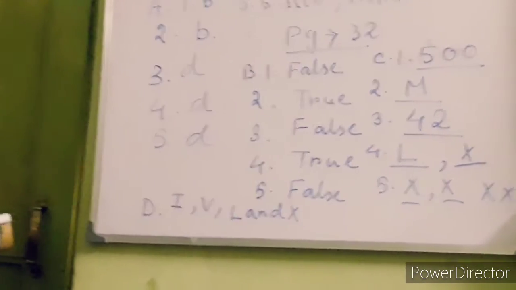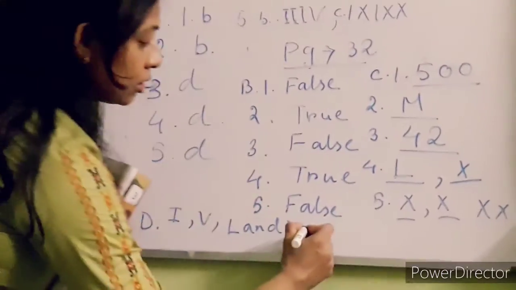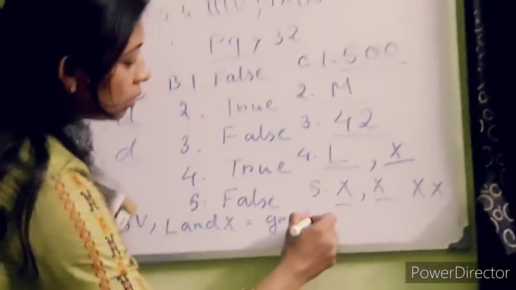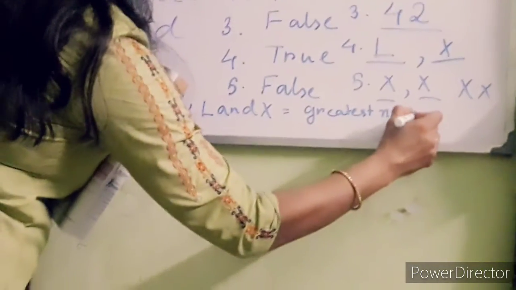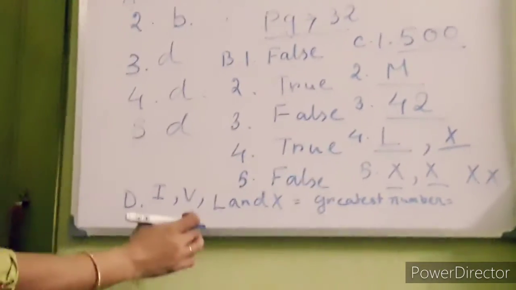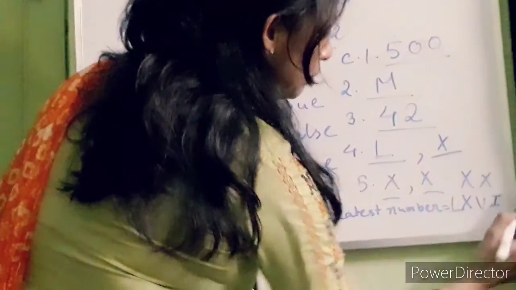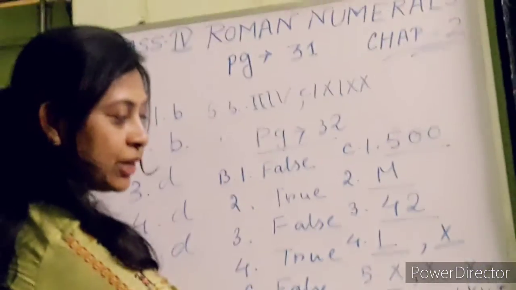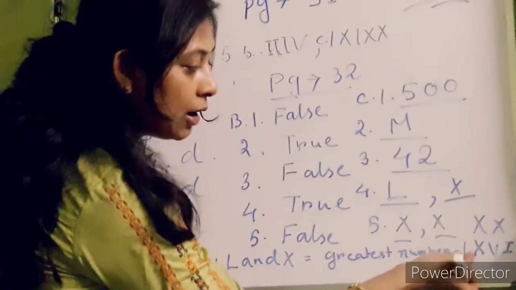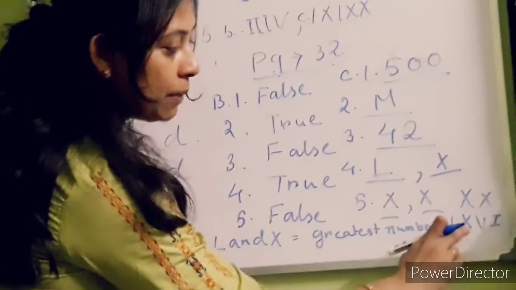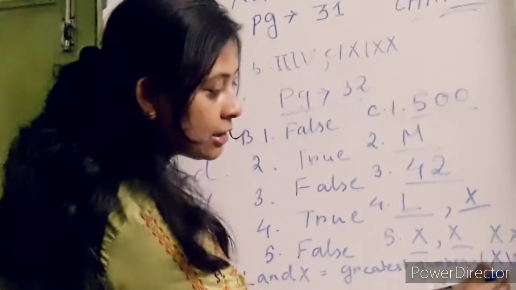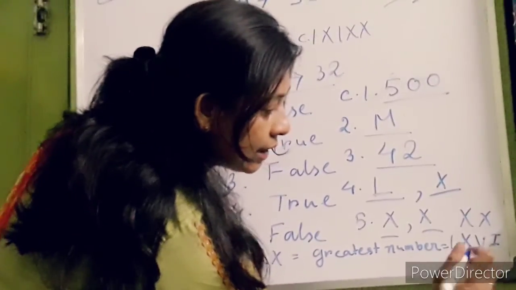So the greatest number using I, V, L and X is LXVI. LX means L is 50, X is 10. When you write the smaller value after the larger one, you have to add. So 50 plus 10, 60. VI is 6. So the answer is 66.